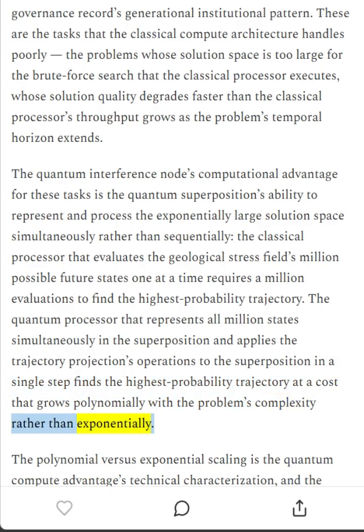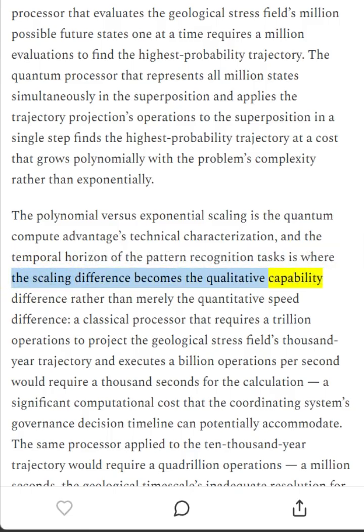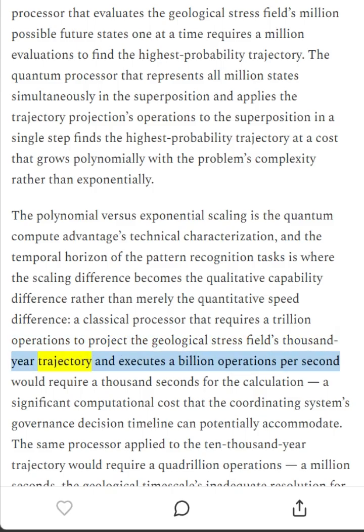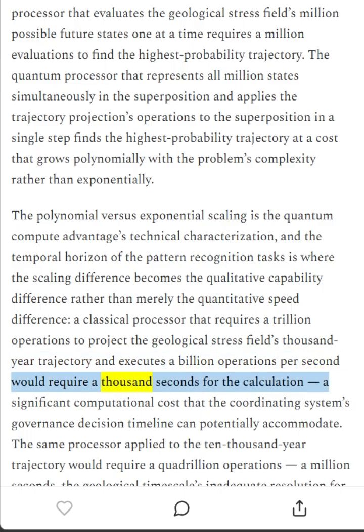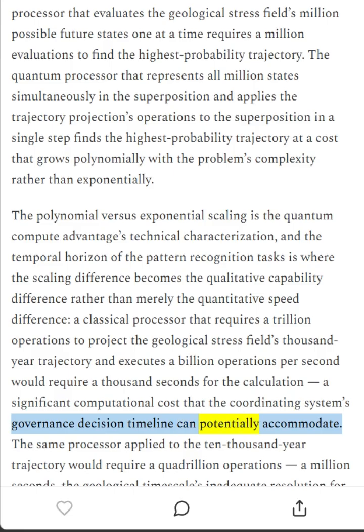rather than exponentially. The polynomial versus exponential scaling is the quantum compute advantage's technical characterization, and the temporal horizon of the pattern recognition tasks is where the scaling difference becomes the qualitative capability difference rather than merely the quantitative speed difference. A classical processor that requires 1 trillion operations to project the geological stress field's 1,000-year trajectory and executes 1 billion operations per second would require 1,000 seconds. For the calculation, a significant computational cost that the coordinating system's governance decision timeline can potentially accommodate.